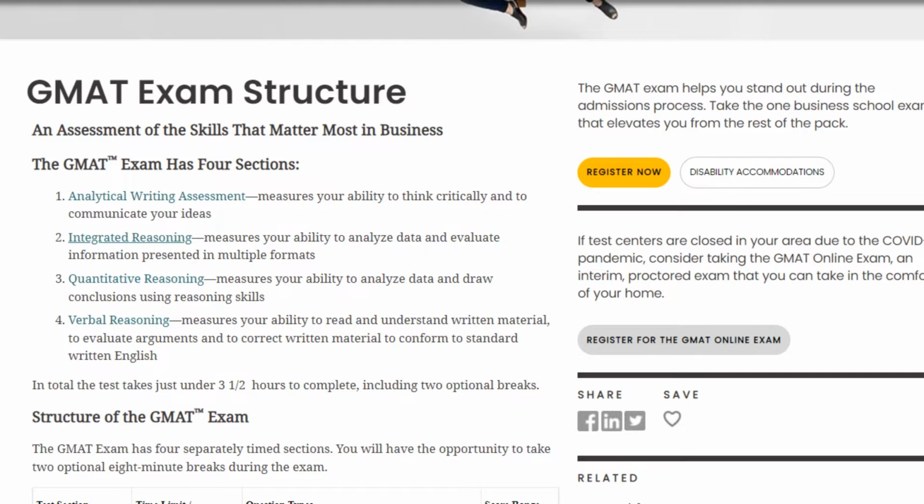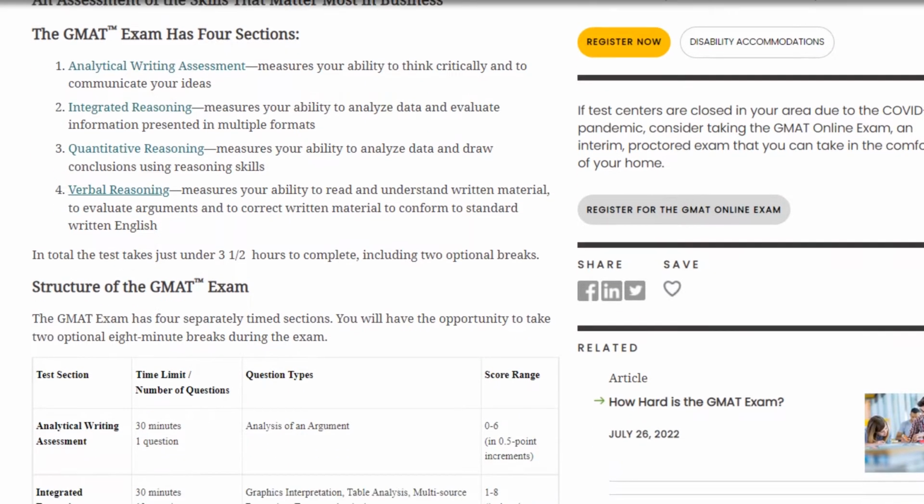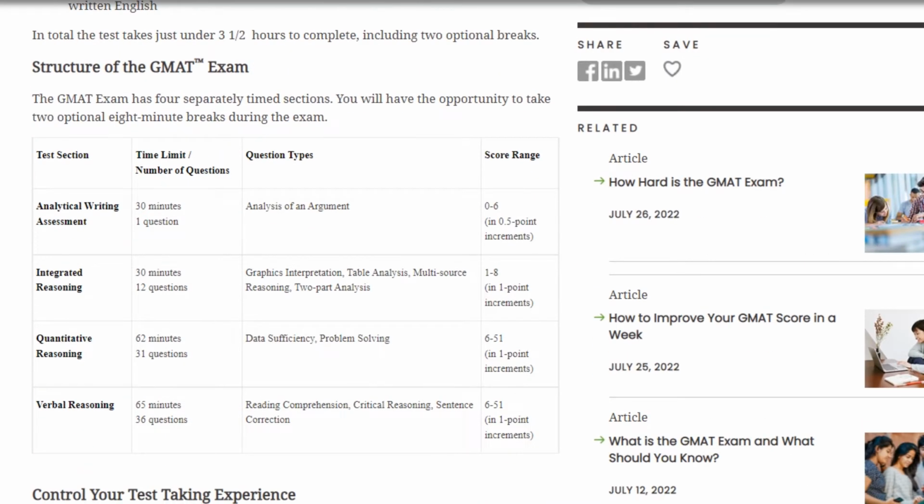Integrated reasoning is not very essential, but you need to enter this part. I will explain the question types in this section, don't worry. It doesn't affect your total score. Your total score consists of only quantitative and verbal reasoning, okay? This is the total structure of your exam.